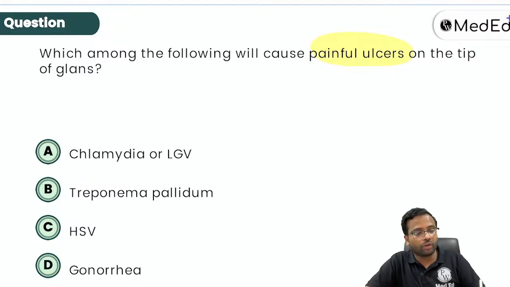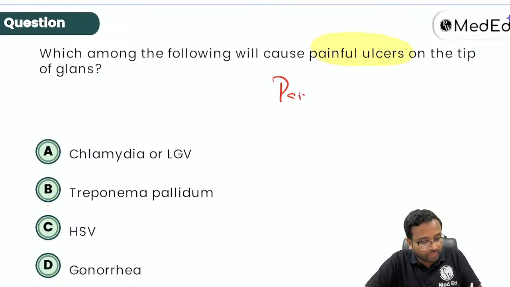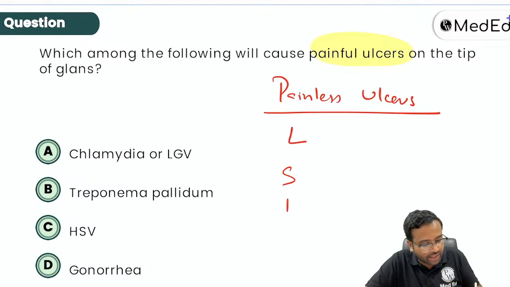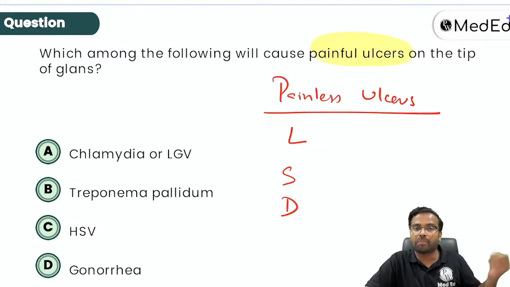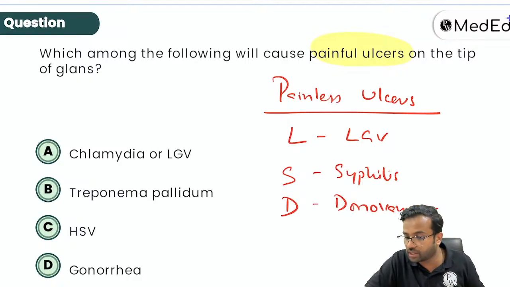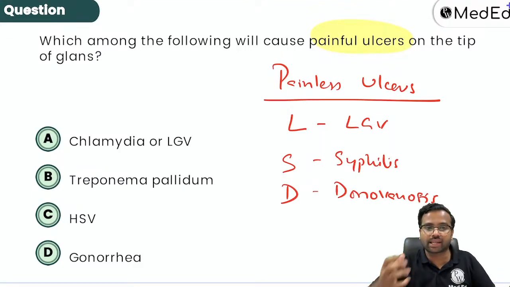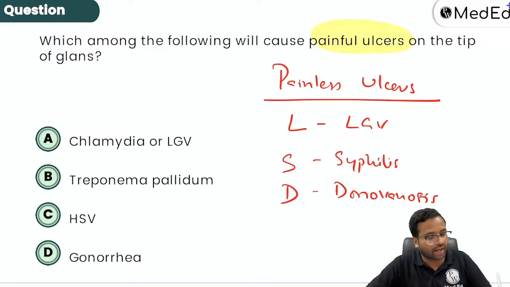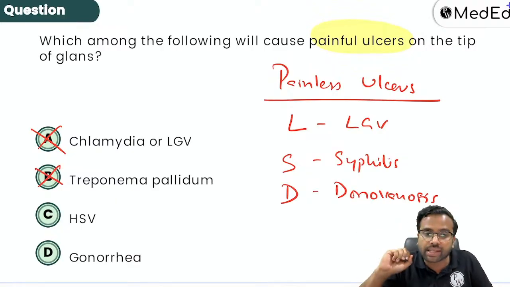Now remember, during our sessions in our classes, what we discuss for painless ulcers is a mnemonic, that is LSD, right? A drug, LSD, painless ulcer. L stands for LGV, S stands for syphilis, and D stands for donovanosis. So all these are going to be painless ulcers. Which means chlamydia or LGV is going to be painless. Treponema pallidum, which is the causative agent of syphilis, is again going to be painless.